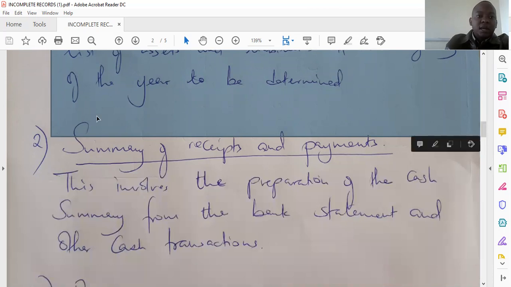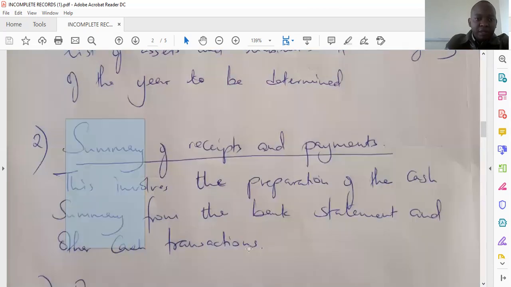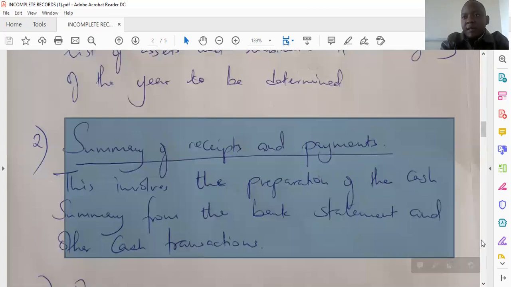The next step, we construct a summary of receipts and payments. This is just like a cash book. So this involves the preparation of a cash summary from the bank statement and other cash transactions. You'll find that most traders under the single entry system of accounting will have such documents. They'll have a cash summary. Most of them will record cash inflows and cash outflows. So from these cash inflows and cash outflows in a bank statement, you can prepare a summary of cash receipts and payments, which can also be equated to a cash flow statement, a cash book, whereby on the debit side you have cash inflows, on the credit side we have cash outflows.